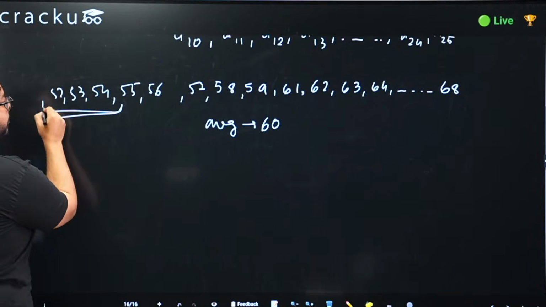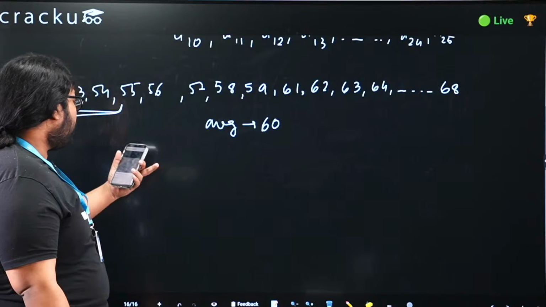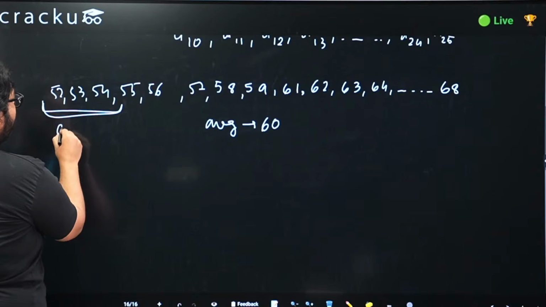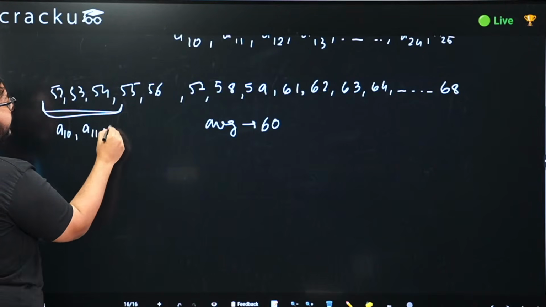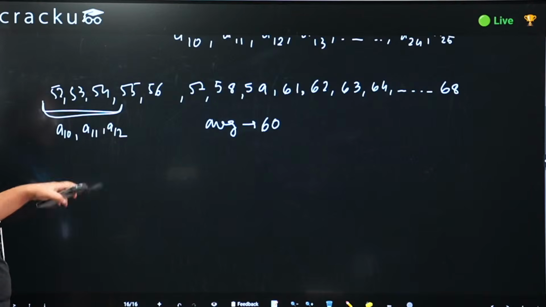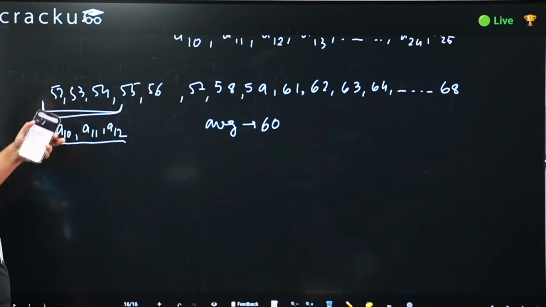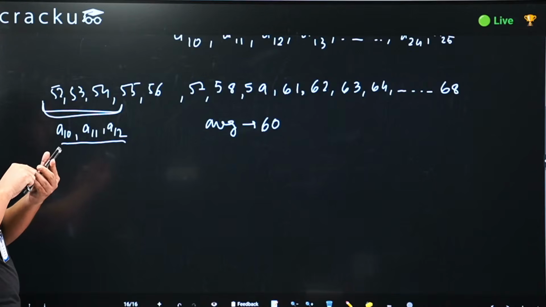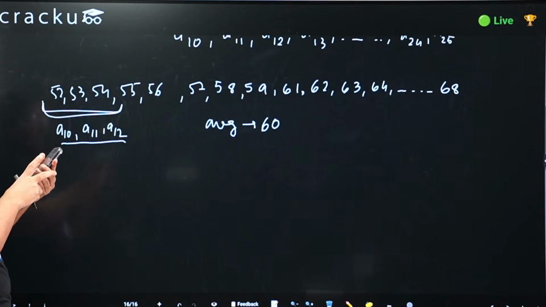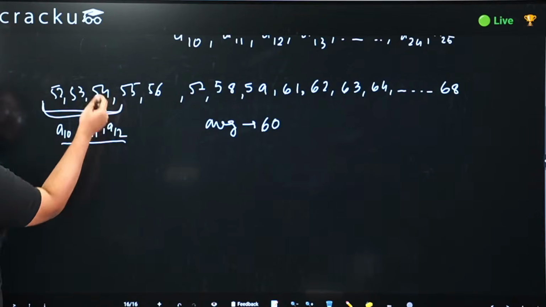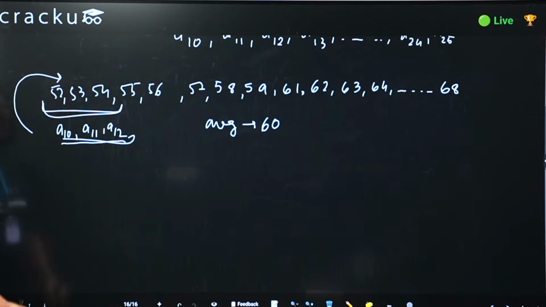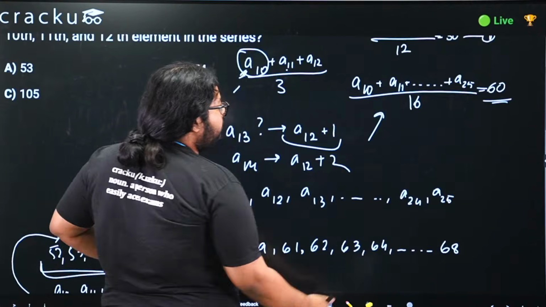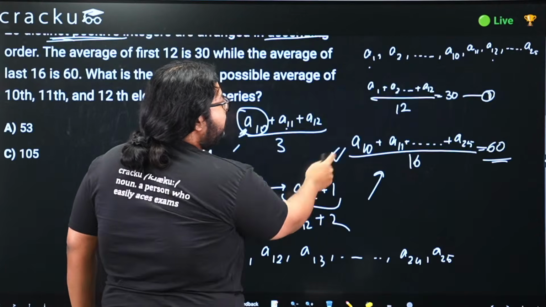And these three numbers are also maximized. We want these three numbers to be maximized, and these are A10, A11 and A12. So the maximum value of these numbers should be this. Now, we figured out one case, but what about the other condition?